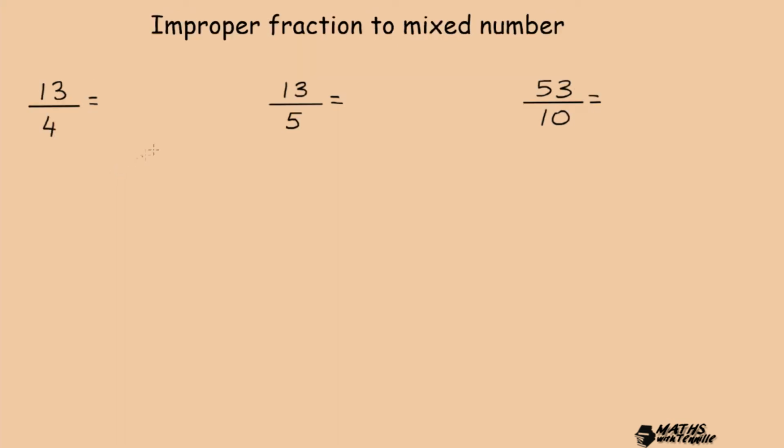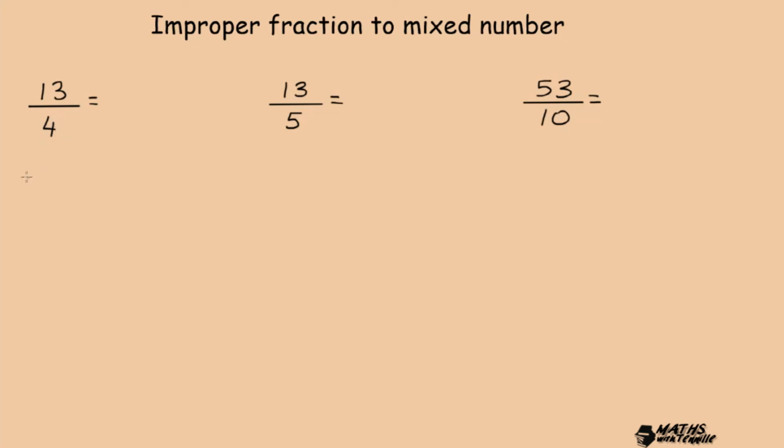Now we're going to learn how to change the improper fraction to a mixed number. This 13 at the top, the numerator, tells us that we have 13 slices in all. This number at the bottom tells us how many slices make up one whole pizza.